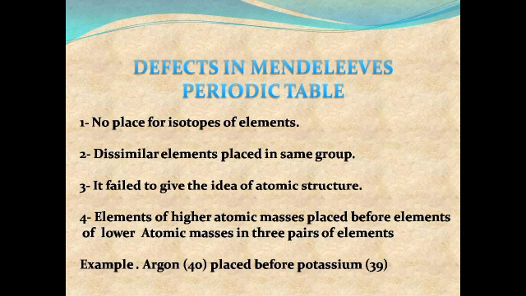Number 3, this periodic table was according to increasing atomic masses, so it failed to give an idea of atomic structure. Number 4, in Mendeleev's periodic table, elements are arranged in order of increasing atomic masses, but in some cases, elements of higher atomic masses are placed before elements of lower atomic masses. For example, argon, having atomic mass 40, was placed before potassium, which has 39. So these were the defects in Mendeleev's periodic table.